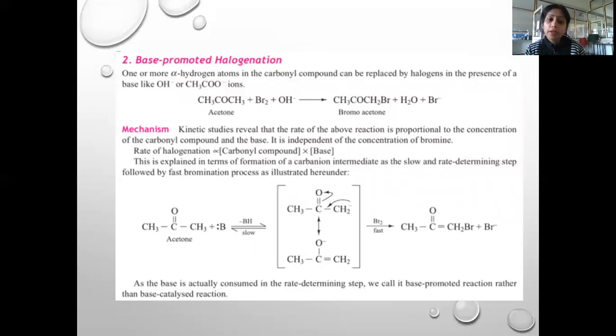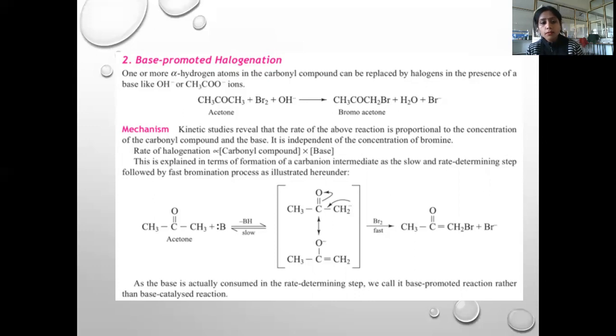Next, we see the base-promoted halogenation. What happens in this is that one or more alpha hydrogen atoms in the carbonyl compound can be replaced by halogens in the presence of a base like acetate or hydroxyl. Now, if we see the mechanism, kinetic studies reveal that the rate of reaction is proportional to the concentration of the carbonyl compound and the base. Again, it is independent of the concentration of the bromine. Why? Again, because the slow step does not involve the bromine.